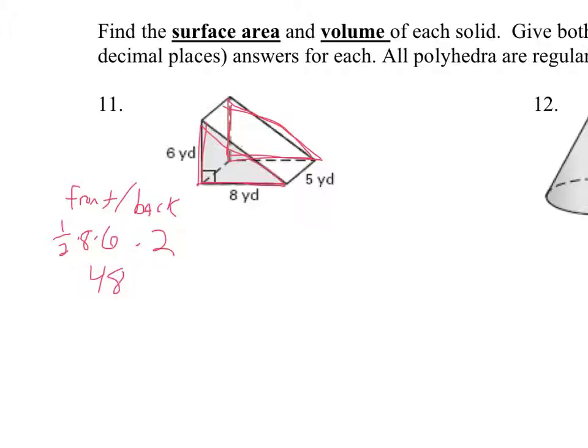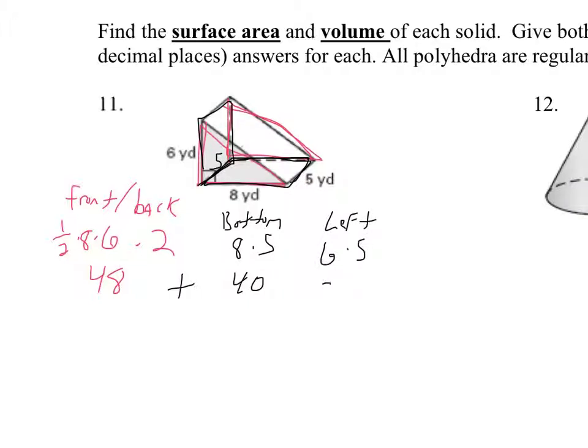All right. We can do a couple others pretty much right away. The bottom part is a rectangle, and it's 8 by 5. So 8 by 5 is 40. The left side is 6 by 5. This 5 that's right here would be the same width that's right here. So 6 times 5 on the left is 30.